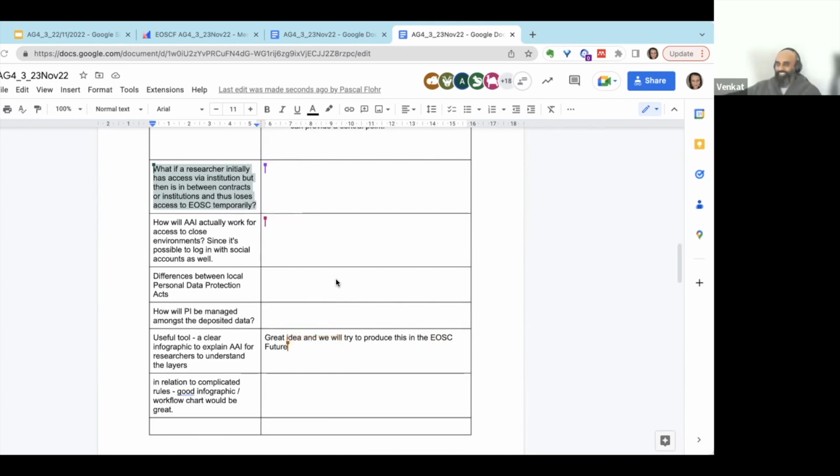You caught me off guard. I was just typing something else. So how will AAI actually work for access to closed-in? Actually, no, we're on the question above.